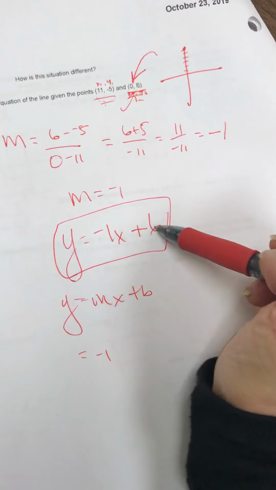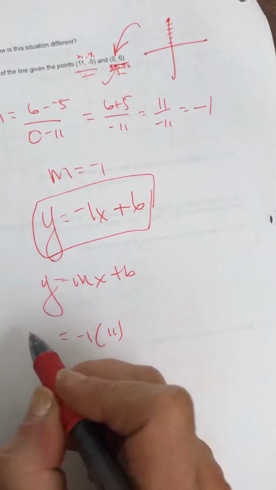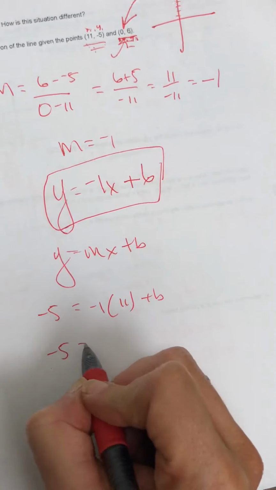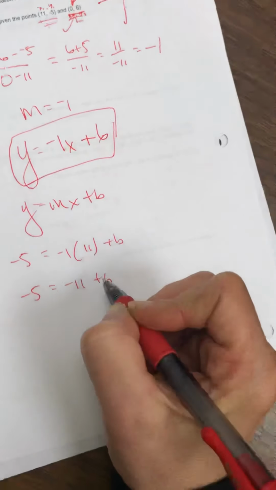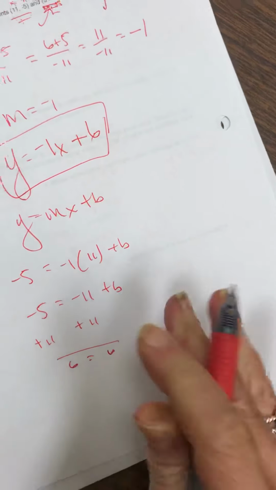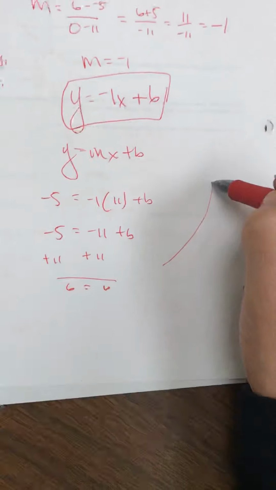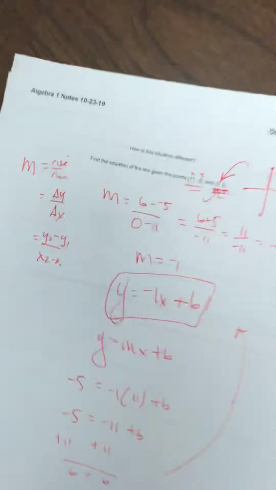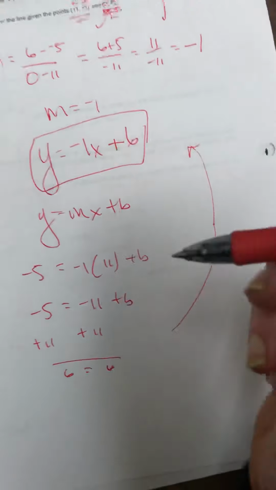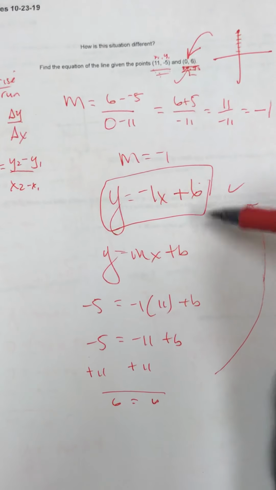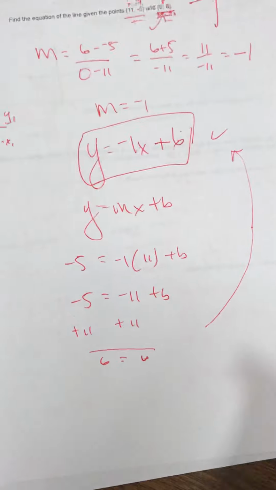We know 6 is my y-intercept, but let's say instead I stuck in 11. Watch what happens. Negative 5 equals negative 11 plus b. I'm going to add 11 here, add 11 here. b equals 6. So in reality, here is my equation. You have y equals negative x plus 6 as your final equation. Either way, whether I just know that that's my y-intercept or I stick in 11, negative 5.